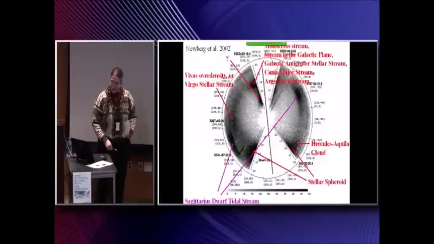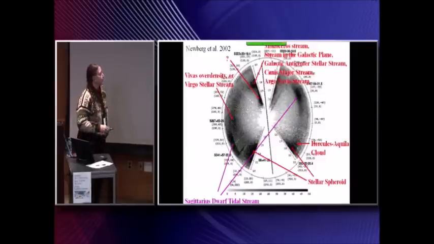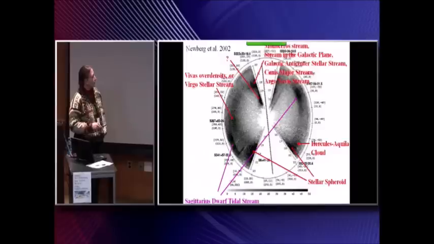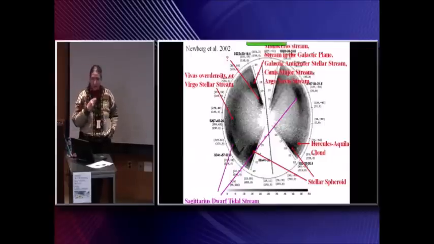And here are some labels that we can put on these things now that we've discovered what they are. This is the Sagittarius tidal stream right here, Virgo. I'm going to talk a lot about the stuff that's towards the anticenter, the Hercules Aquila clouds there. So a lot of the major density substructures of the halo you can see here.